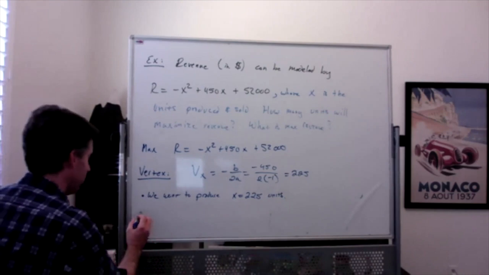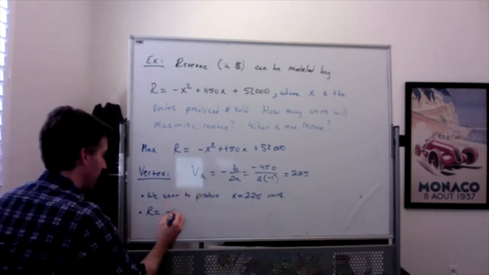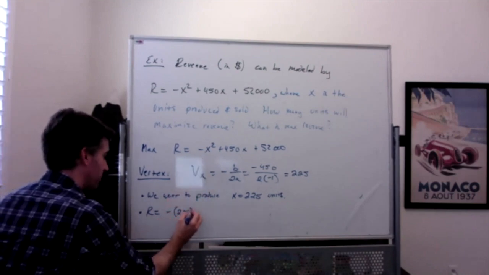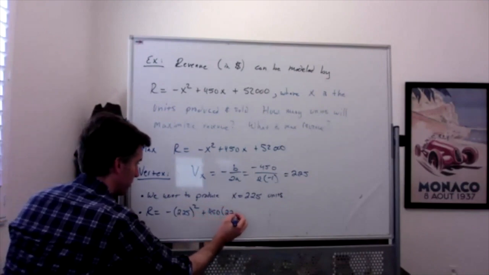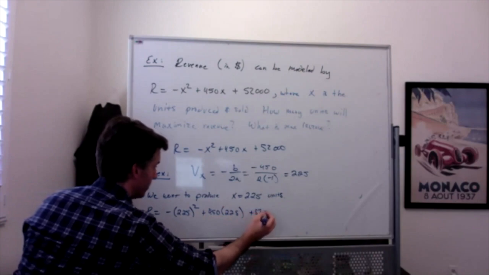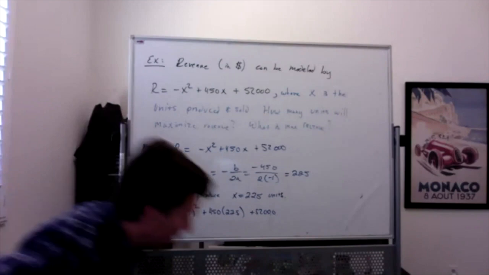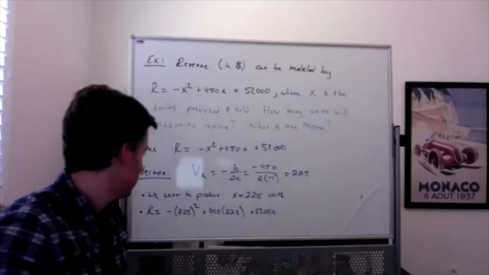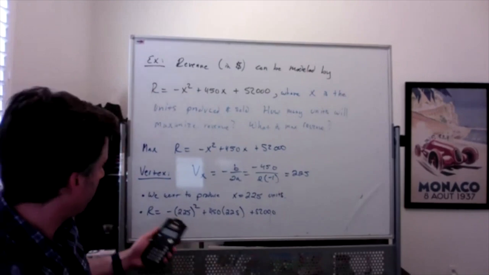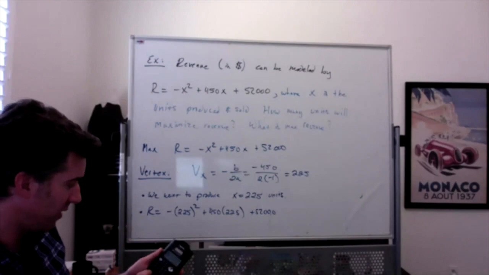So if we plug it in, we're going to get that revenue is negative 225 squared plus 450 times 225 plus 52,000, which is kind of a big number, right? It's not the smallest number I've ever seen. I would probably use a calculator to do this. So getting out my calculator. So be careful here. When you do negative 225 squared, you're squaring first and then negative after. So it's 225 squared, and then the negative of that.